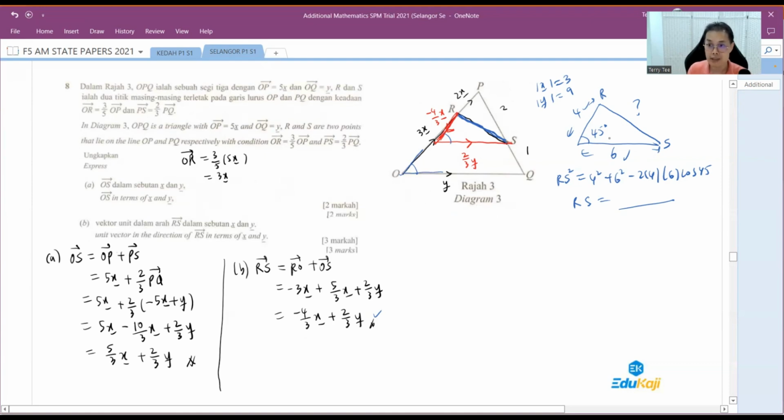For example, they give us this angle 45. They must give us the magnitude. Then we can find the length of RS. Then we take this vector divided by magnitude, which is super long, right? So I guess maybe what you can do is just find the vector in the direction of RS.